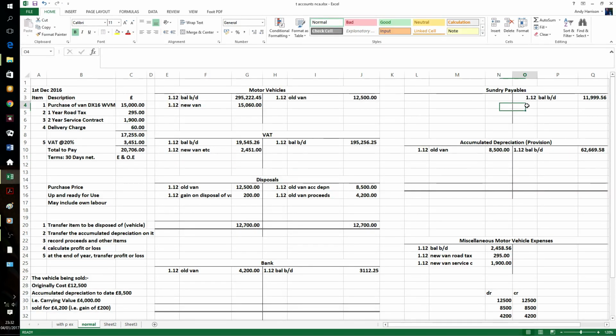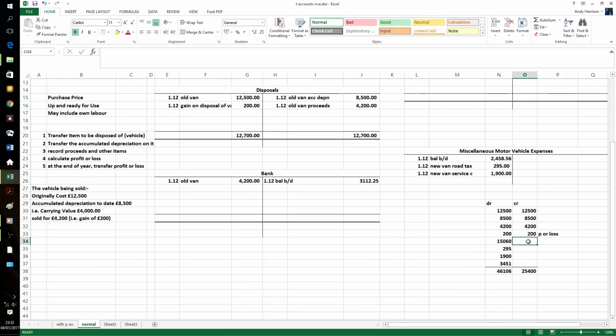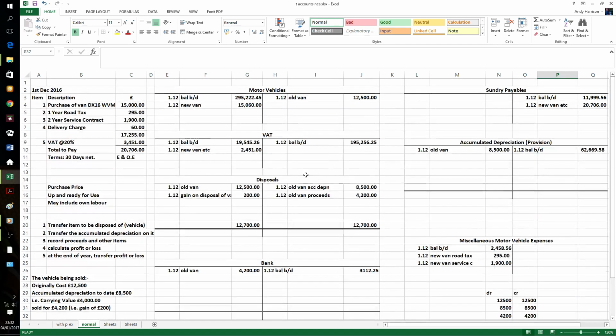So the only other item to put in is the fact that we owe our supplier. It's on 30 days net. It's a sundry payable, because it's not a trade payable. And when we put this in, it should balance off. Yes, so the disposals account is completed. On the bank account, obviously everything gets balanced off at the end of the year. Transferring to the disposals, record the new one.